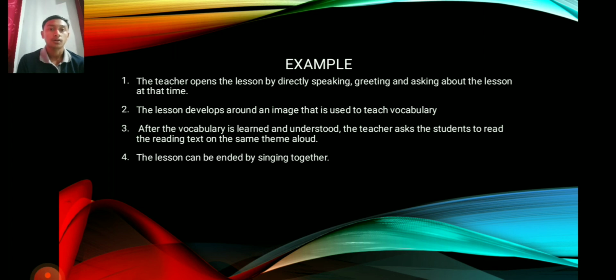Example. Number one, the teacher opens the lesson by directly speaking, greeting, and asking about the lesson at the time. Number two, the lesson revolves around vocabulary taught by the teacher. Number three, after the vocabulary is learned and understood, the teacher asks the students to read the reading text on the same theme aloud. Number four, the lesson can be ended by singing together.